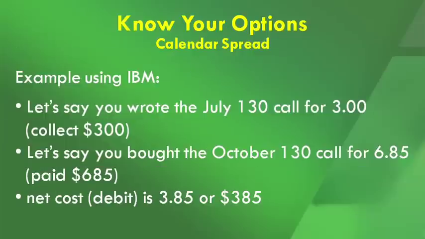All right, check it out. Let's use IBM as an example. Let's say you wrote the July 130 call for $3, which means you'd be collecting $300. Let's also say that you bought the October 130 call for $685, which means you paid $685. Your net cost or debit is $385.